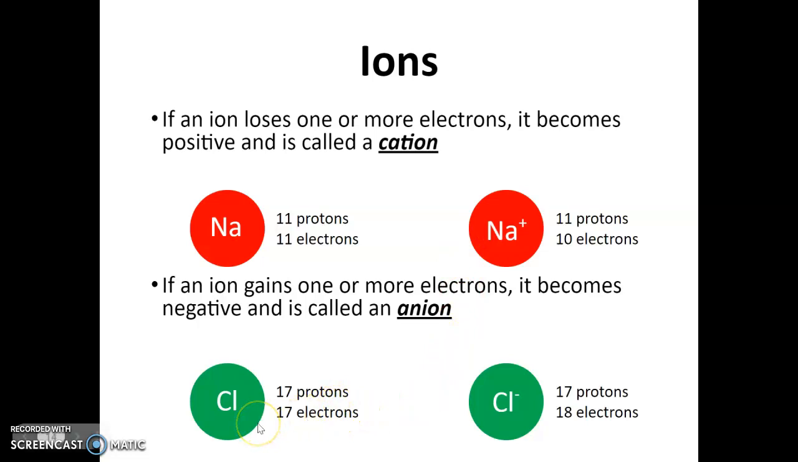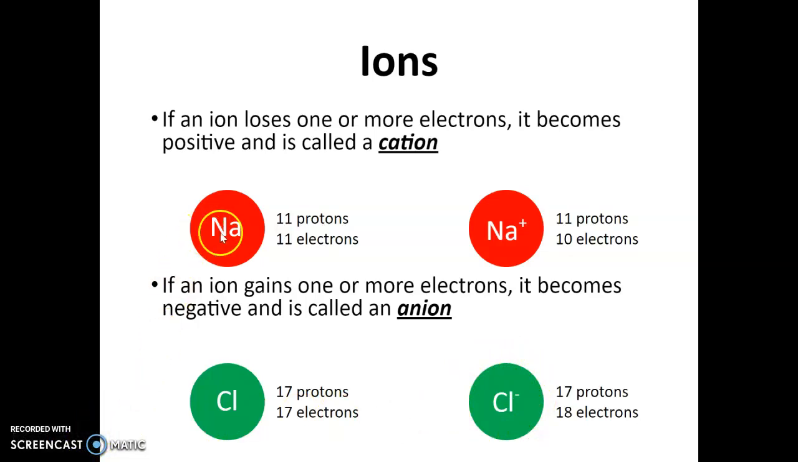Here with chlorine, chlorine's a halogen. It has 17 protons, 17 electrons in a neutral atom of chlorine. However, if chlorine decides to gain an electron, so it adds an electron to its outer energy shell, then it's going to become negatively charged, and this would be a chlorine anion. So the charge on this would be -1, and we would call that a chlorine anion.